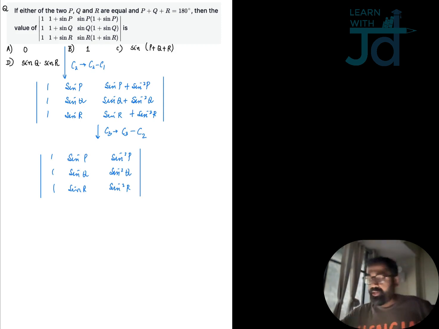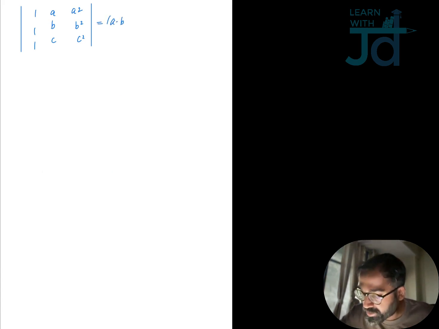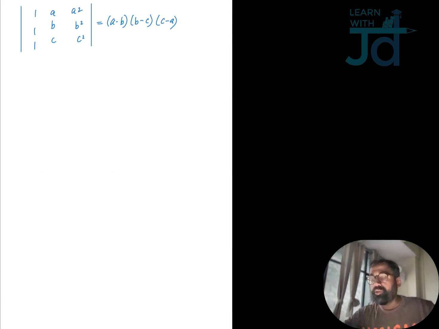Yes. Now this you have studied. There is an identity like this, so I'll just show you the identity. We have proved everything; maybe in your coaching institutes you might have done this. 1, 1, 1, A, sorry, B, C, then their squares come in the third column. And this is basically A minus B in cyclic order. The next is B minus C, then again C minus A. This is the answer.